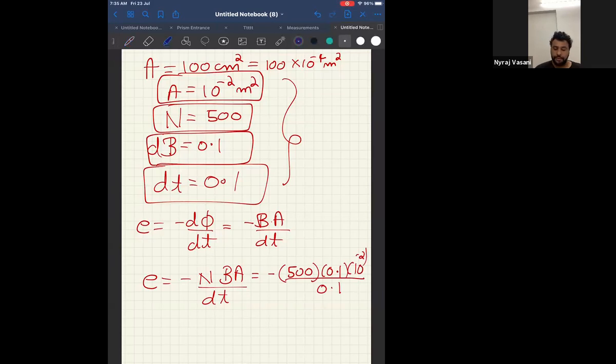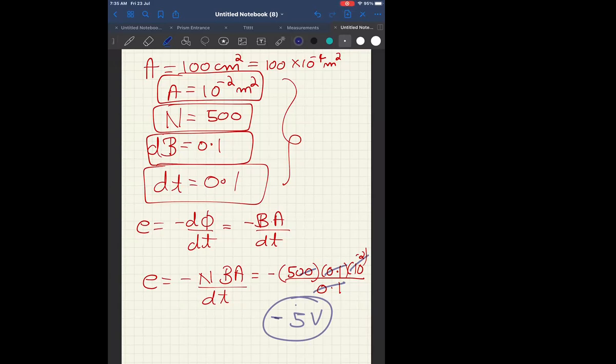Now, look at the screen. Can I say 0.1 and 0.1 will cancel, and in 500 the two zeros will cancel with 10 power minus 2, leaving behind only 5. Therefore, the answer is 5 volt. I get a negative sign actually to indicate that it is opposing, Lenz law, correct? It is opposing the field. But what is the value of my EMF? 5 volt. Now, if you look at the options, the options are 1, 5, 50, and 0. So which option will I select? I will select option B, which is 5 volt.